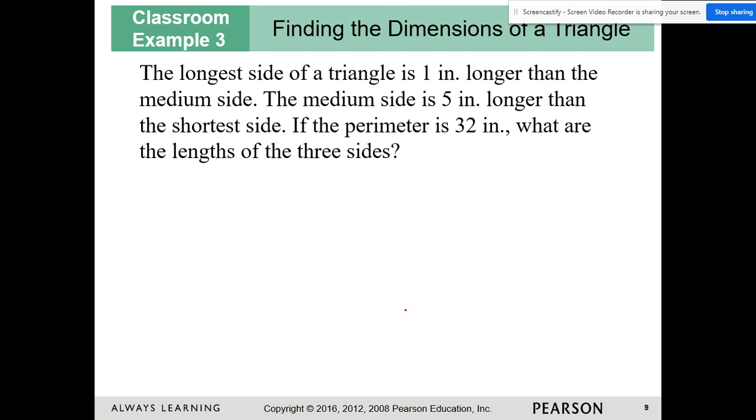Longest side of a triangle is 1 inch longer than the medium side. Medium side is 5 inches longer than the shortest side. We've got a triangle. When you draw the sides, make sure the sides are different lengths. Okay, and we're trying to find the perimeter. Okay, perimeter, we add up the sides. So we've got a long side, we've got a medium side, and we've got a short side.